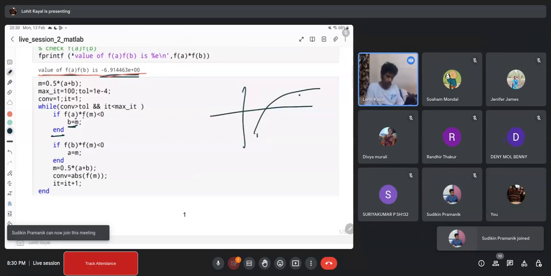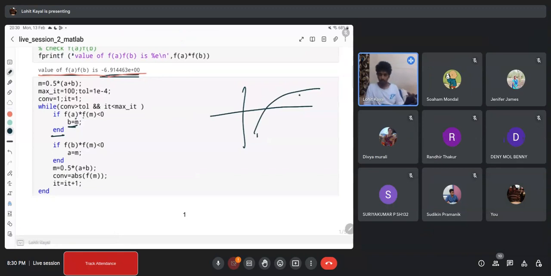So the first condition is, if fa into fm is less than 0, then your b will be m. And this is the condition. So this is called the if else loop. And the second condition is if b into fm is less than 1, then a equal to m.